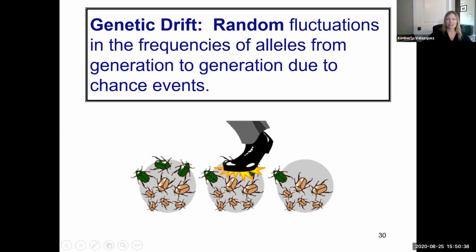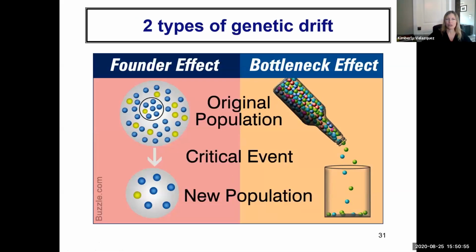Okay, so this guy's walking down the street. This is a mean example. This guy's walking down the street. He steps on these insects and squishes them. And it's just random which ones he squished. He wasn't having any intention of picking one or the other. So that's genetic drift. There are two different subcategories of genetic drift.